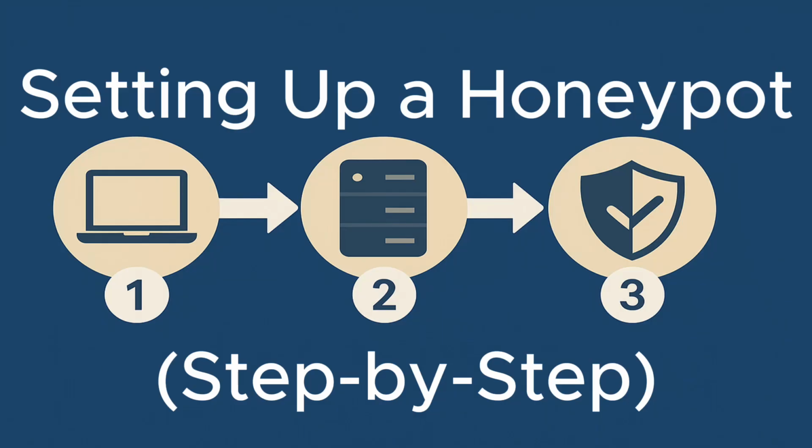Step 1. Set up a virtual machine. First, you need to create a safe environment. Install software like VirtualBox or VMware. Create a new virtual machine and install a lightweight Linux system like Ubuntu Server. Make sure you isolate it from your main network by using host-only networking or NAT. This is super important to prevent hackers from accessing your real network.